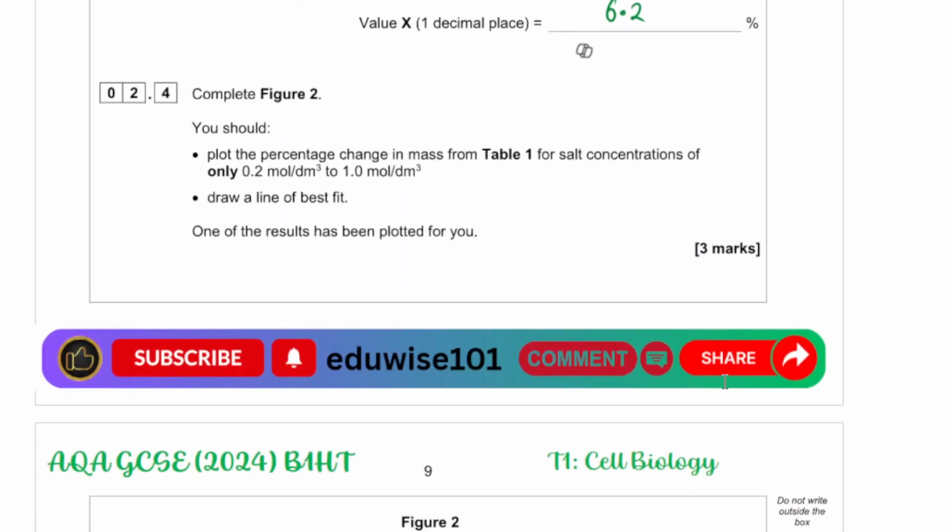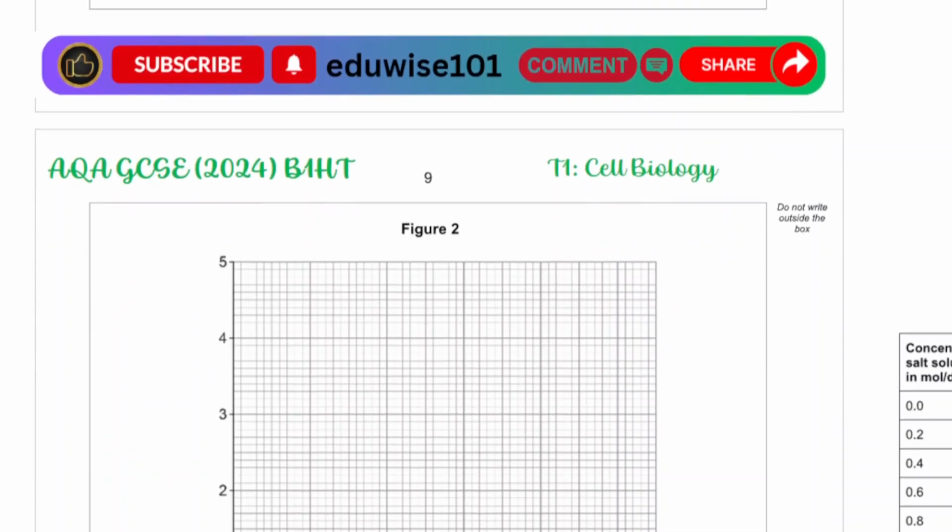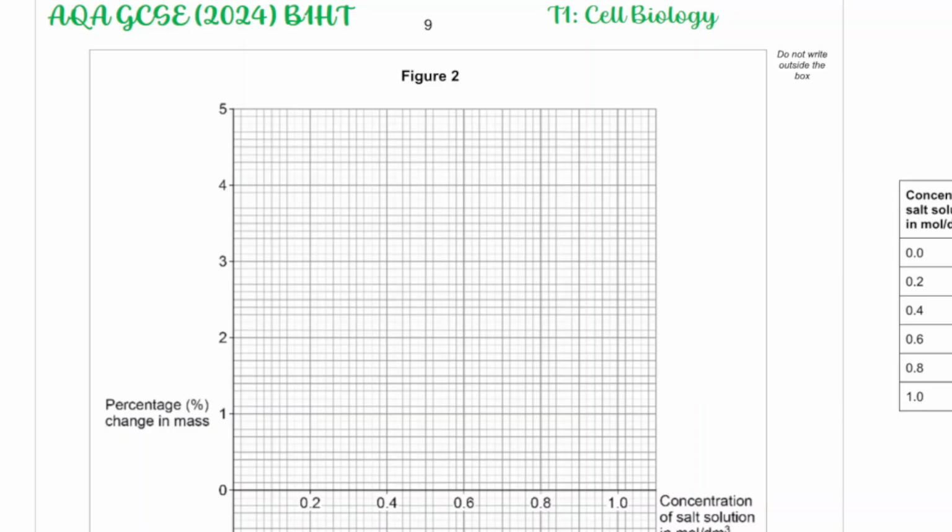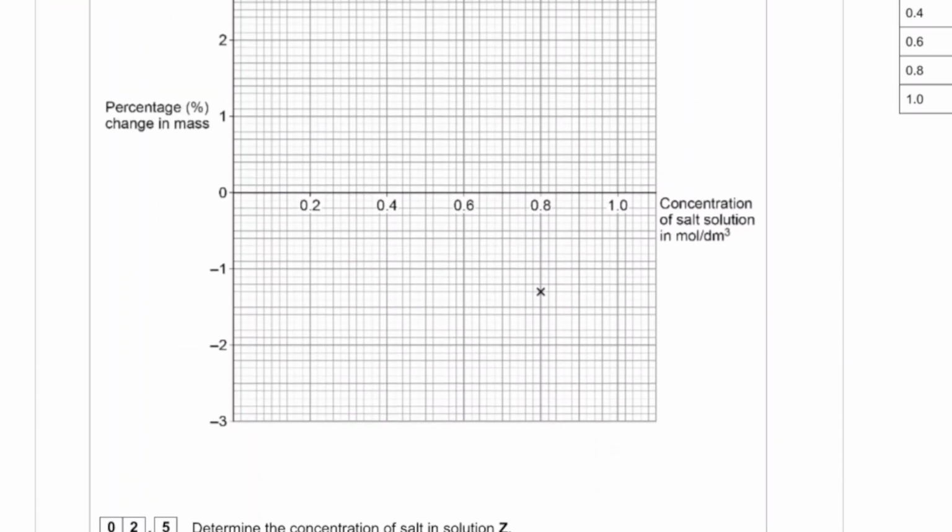Complete figure 2. You should plot the percentage change in mass from table 1 for salt concentrations of only 0.2 to 1. So you don't have to plot the 0 that we actually calculated at the start. Draw a line of best fit. One of the results has been plotted for you. So here's the graph as a whole. So you can go up to the negative values. They have done 0.8.